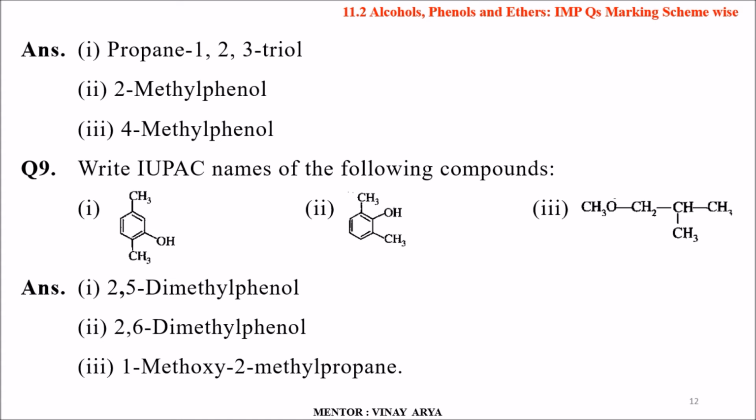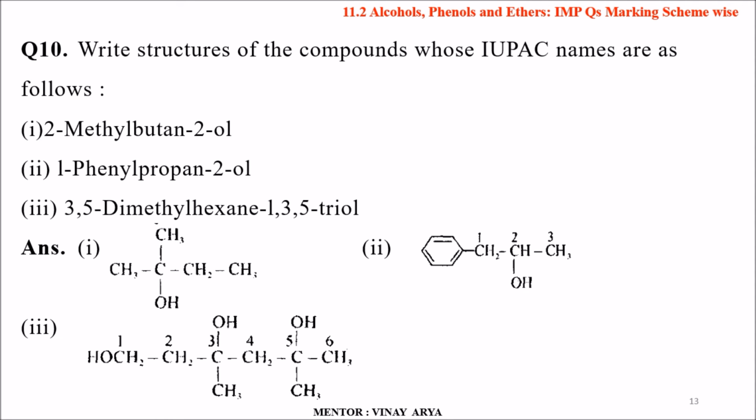Again we have to give the IUPAC names of the following compounds: C6H3 (CH3)2 OH, C6H3 (CH3)2 OH, where OH is at second position, and CH3OCH2CH3. So the first name is 2,5-dimethyl phenol, second is 2,6-dimethyl phenol, third is 1-methoxy 2-methyl propane.